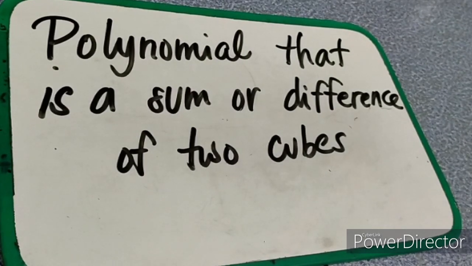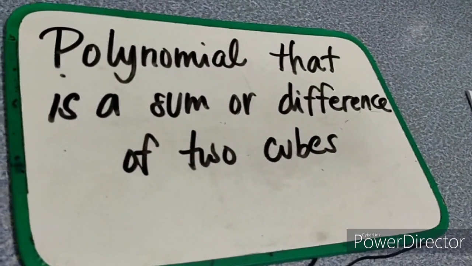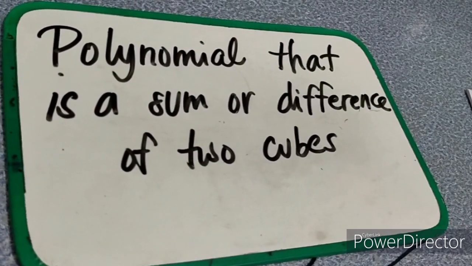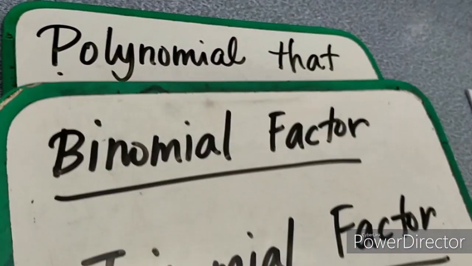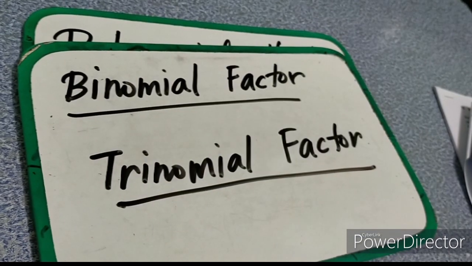So, let's start discussing this topic. Those polynomials that are a sum or difference of two cubes consist of two factors. It is a binomial factor and a trinomial factor. It is a pair of a binomial and a trinomial factor.